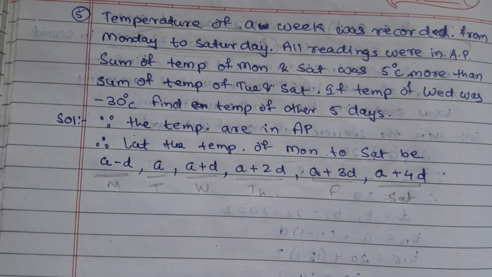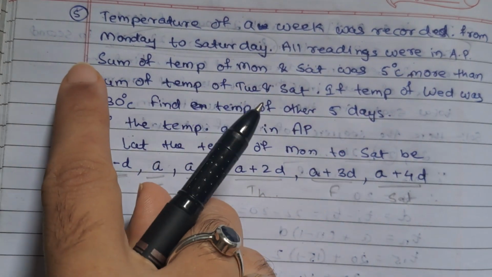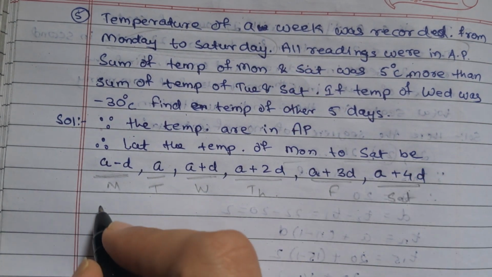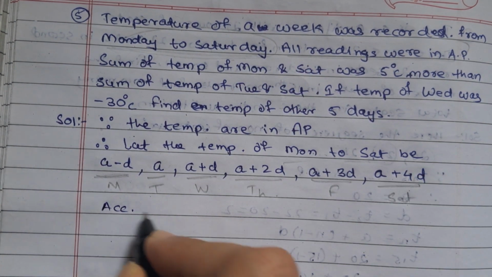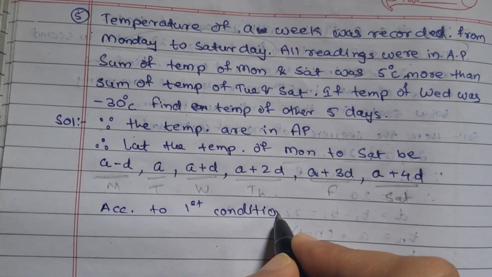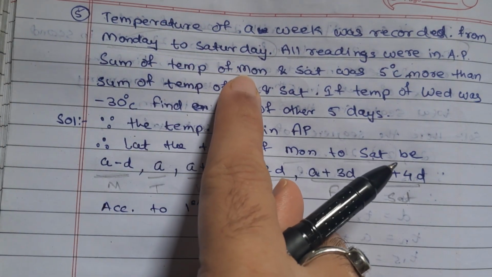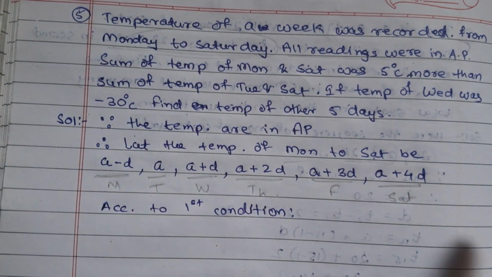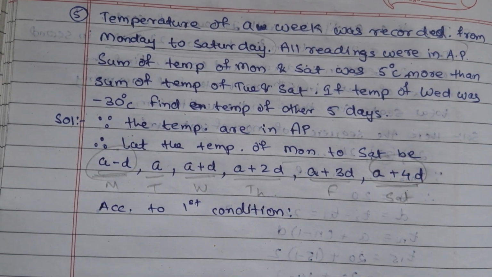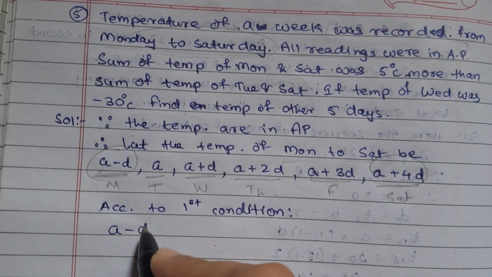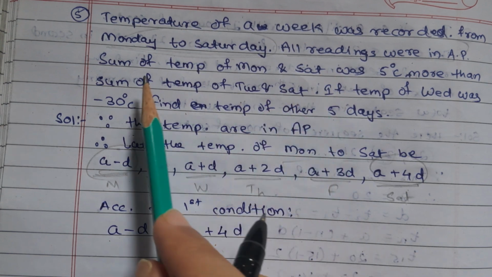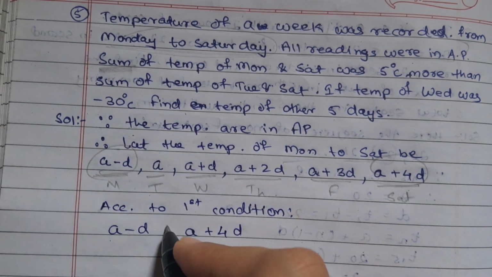Okay, so let's begin now. Let's see what are the further steps given to me. Sum of temperature of Monday and Saturday. So there is some condition given to me, right? Let me write according to the first condition. What is the condition given to me? Sum of temperature of Monday and Saturday means Monday's temperature and Saturday's temperature. Pick it up and do an addition of both of them. A minus D, A plus 4D, and this is what? Sum, right? Sum of temperatures. So that means we have to add them.